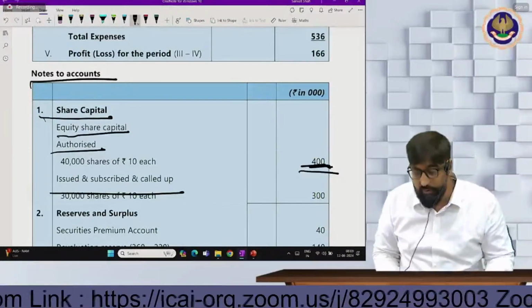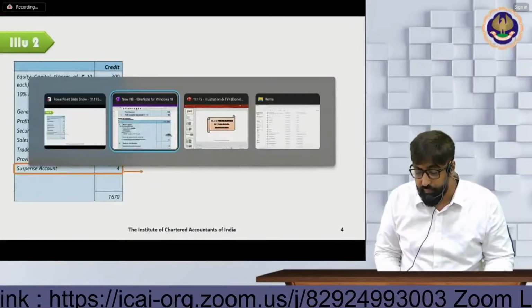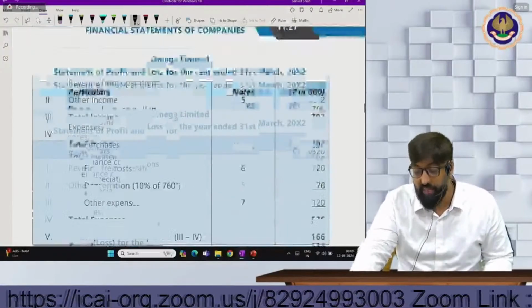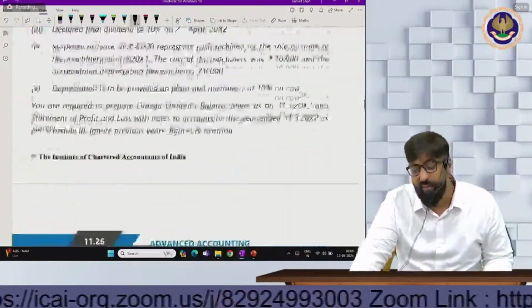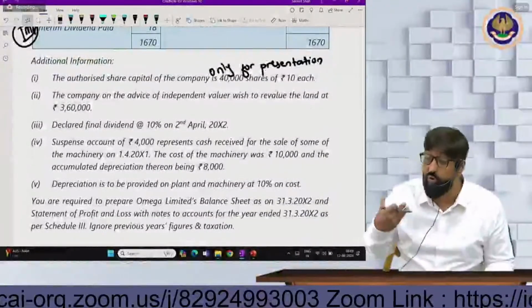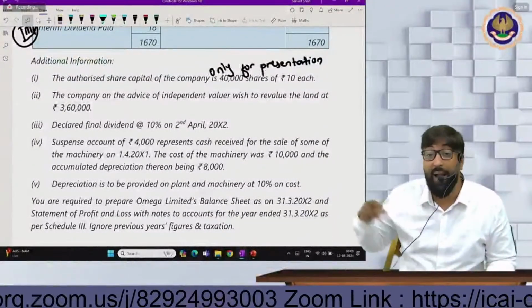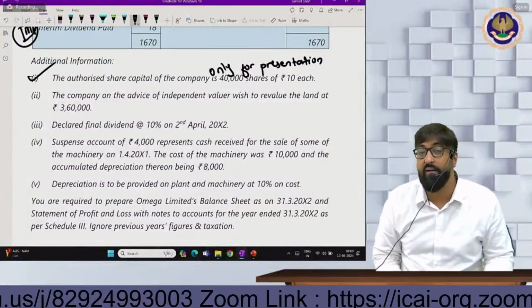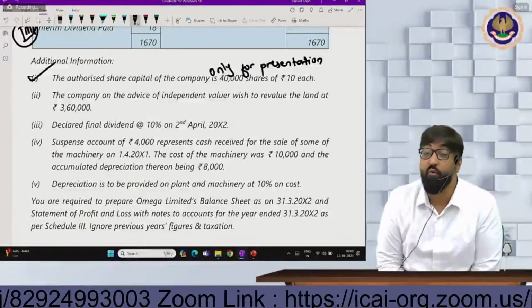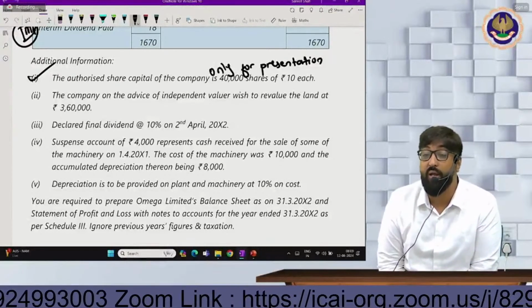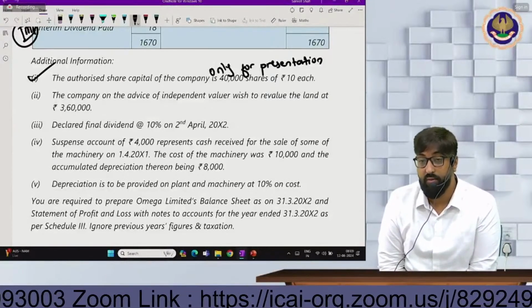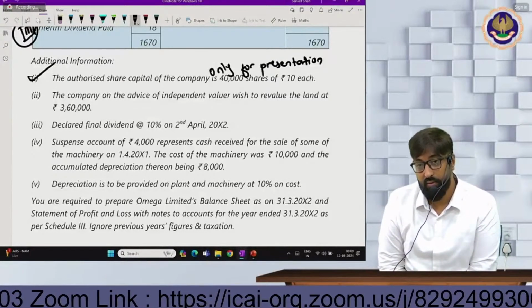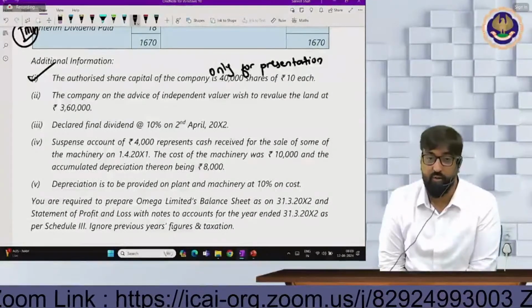So this is the favorite working adjustment. Authorized capital: remember, this is only for presentation. You have to understand different types of adjustments in this question. Whenever you get authorized capital, this is what you will understand, Nidhi, why we are writing it: only for presentation. Yes, very good.